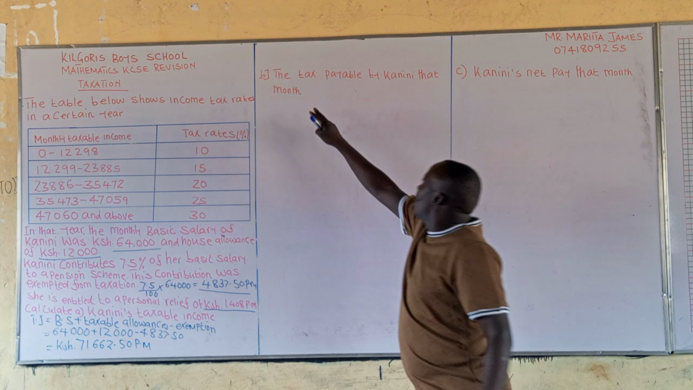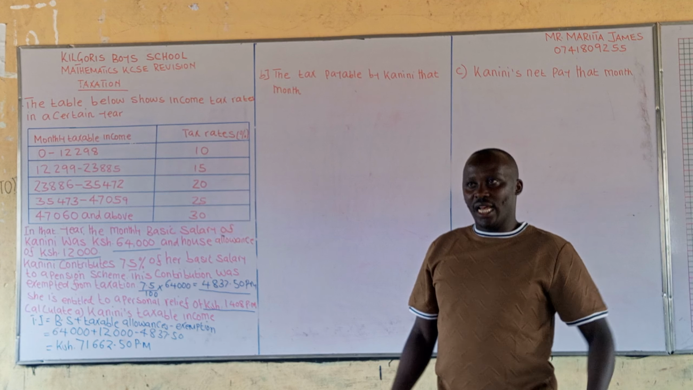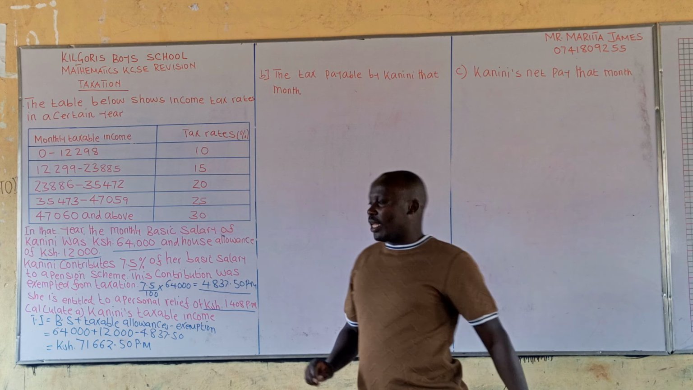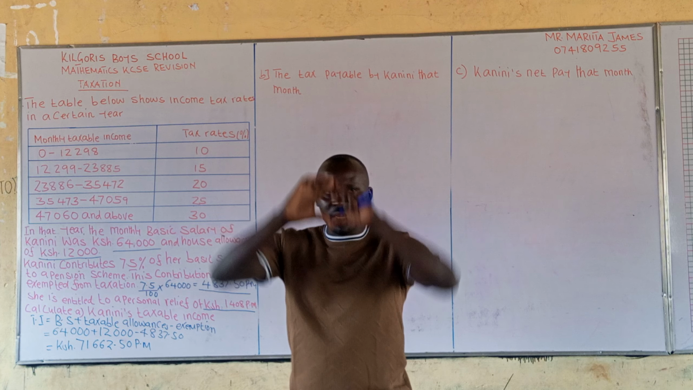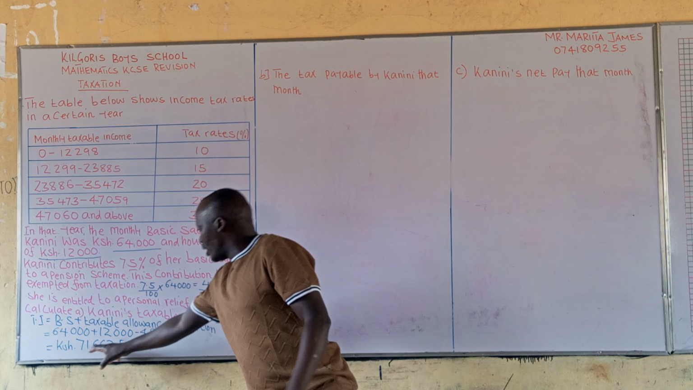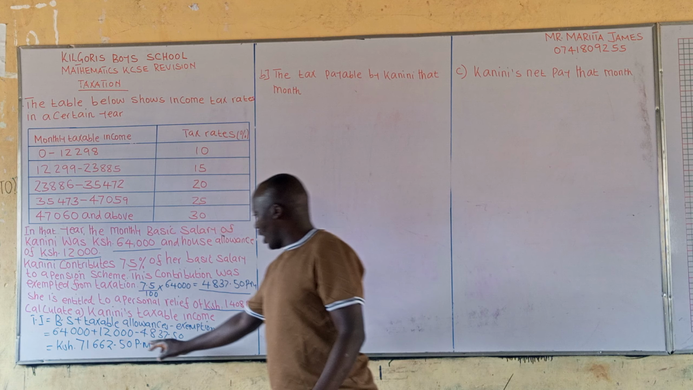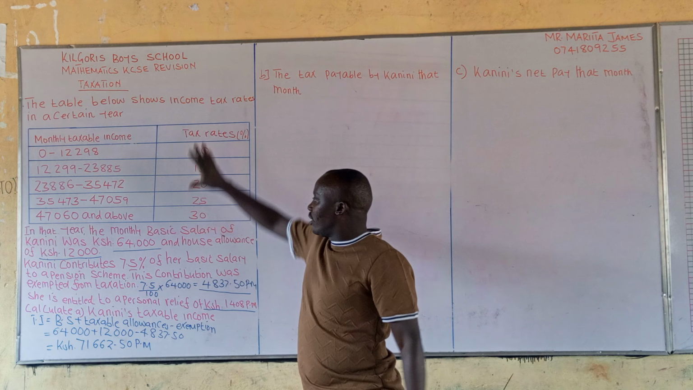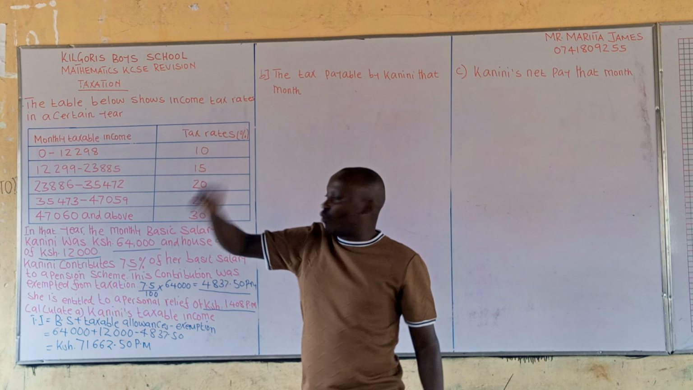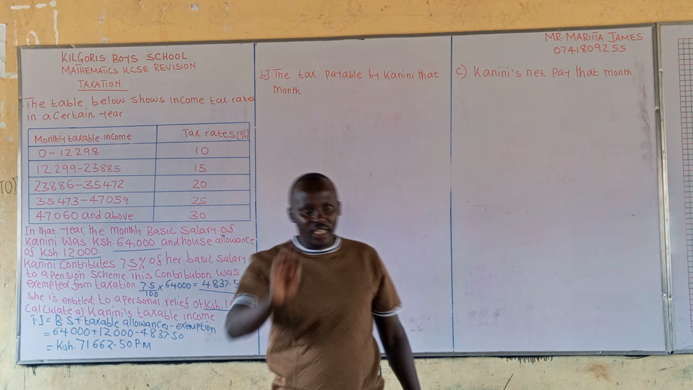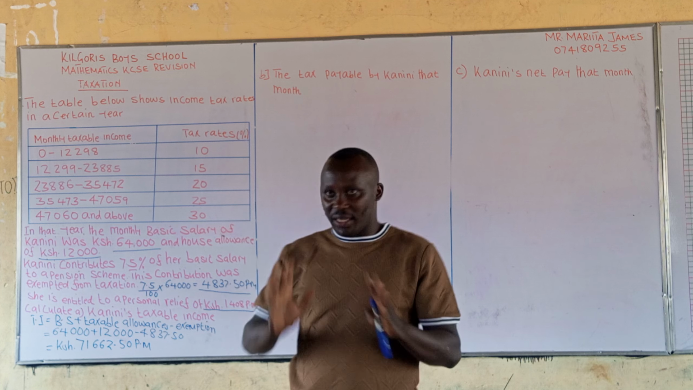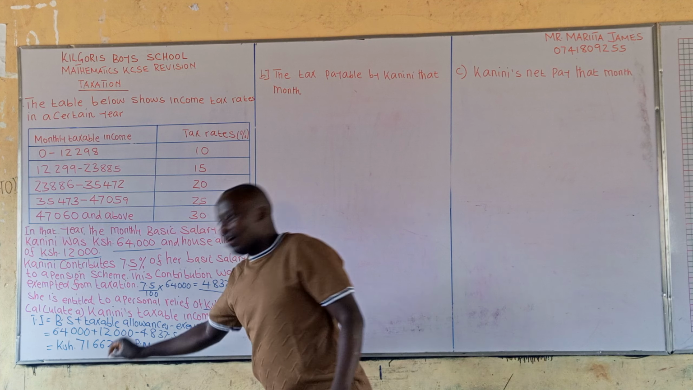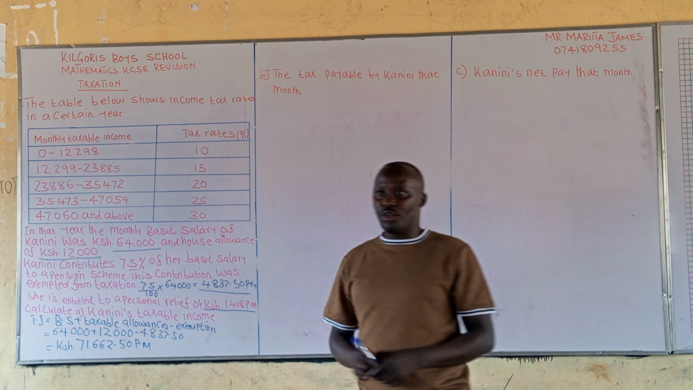Kanini. So the tax payable by Kanini that month, we are supposed to check this value. The money being taxed for Kanini is equivalent to 71,662 and 50 cents per month. And as you can see from this table, this value is above 47,060. We said that any amount above 47,060, the tax rate is 30%.